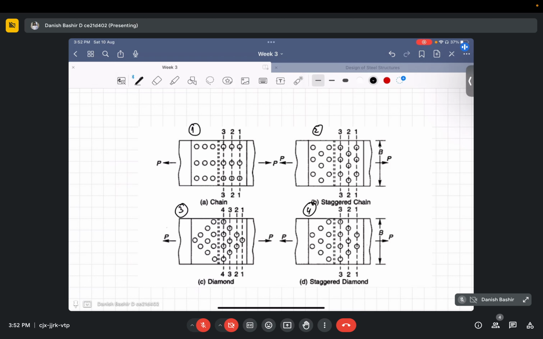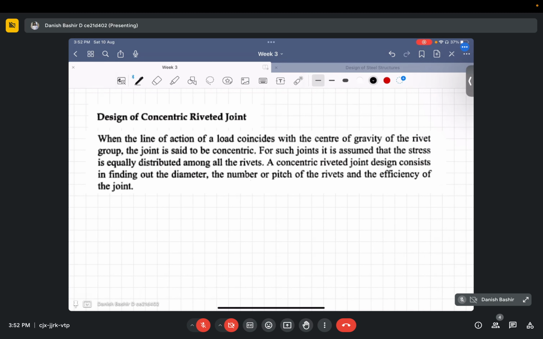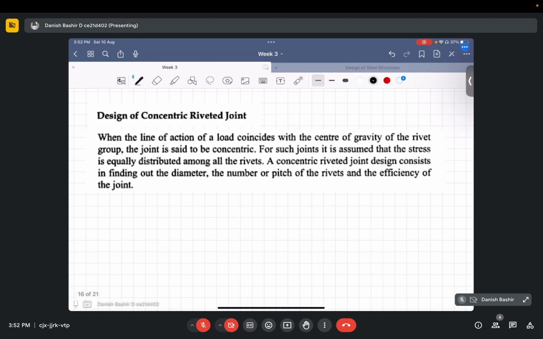So now there is the design of concentric riveted joint. Why it is called a concentric riveted joint is that there is no eccentricity in the riveted joint, and bending stresses are assumed to be negligible. There is no bending within that. A concentric riveted joint is one where the line of action of the load is at the center of gravity of the rivet group. The joint is said to be concentric.